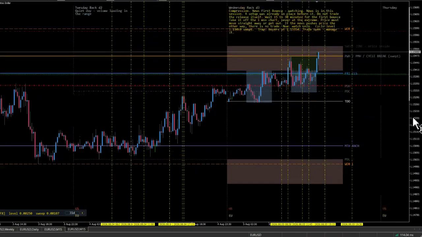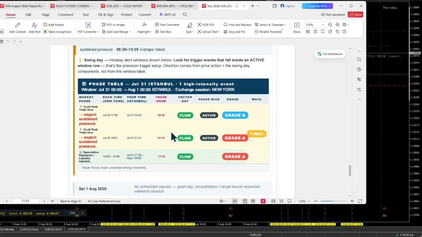All right, I hope this sheds a bit of light into the cycle edge. Really, you can just pretty much read what's going on.